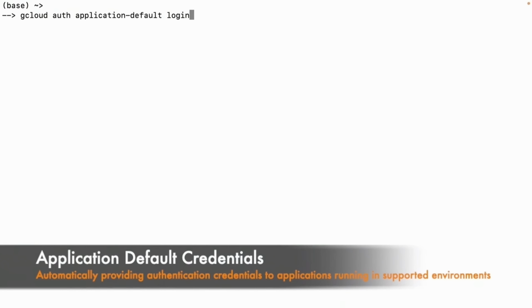Application default credentials are a mechanism in Google Cloud for automatically providing authentication credentials to applications running in supported environments. ADC allows applications to securely access Google Cloud Services without explicitly managing or embedding authentication tokens, and it leverages the credentials of the underlying environment. Because we are working in a local development environment, we are going to configure ADC to use my logged in user's credentials.